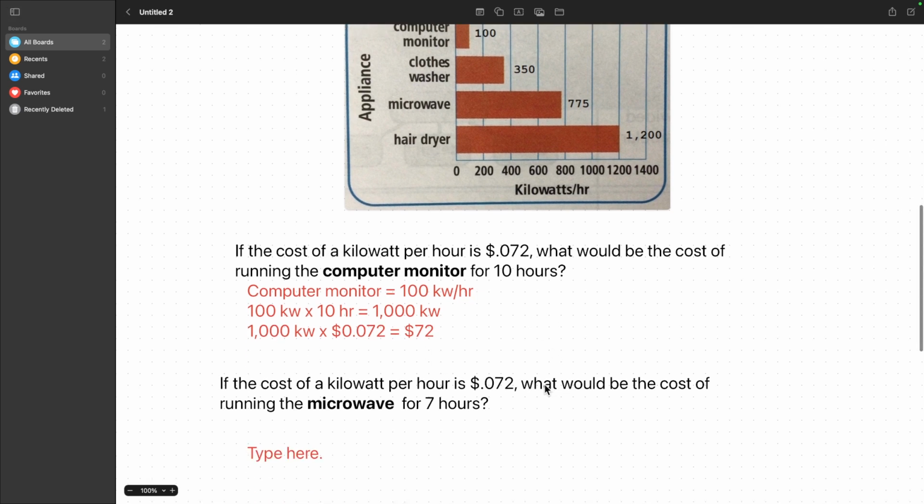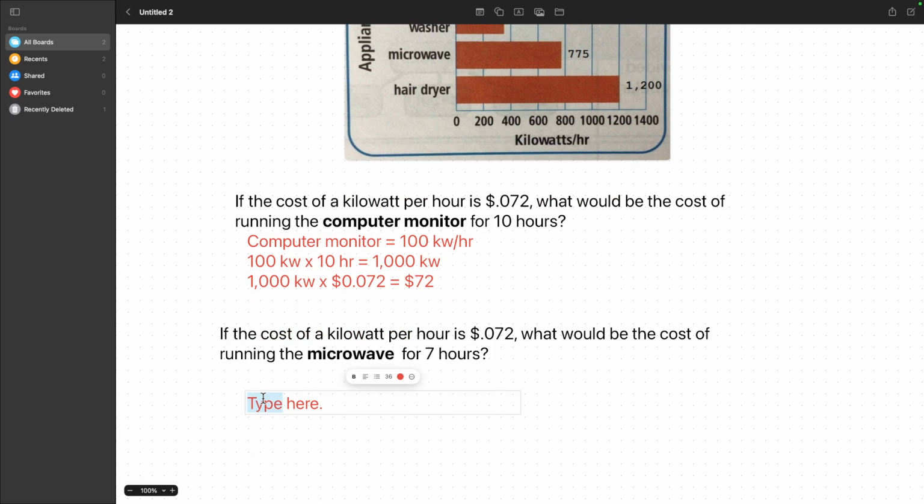You would solve the other one the same way. If I were to run the microwave for 7 hours, again, I'm going to write down how many kilowatts per hour the microwave uses, which is 775 kilowatts per hour. Now, pause the video here and see if you can solve the rest of the problem on your own.